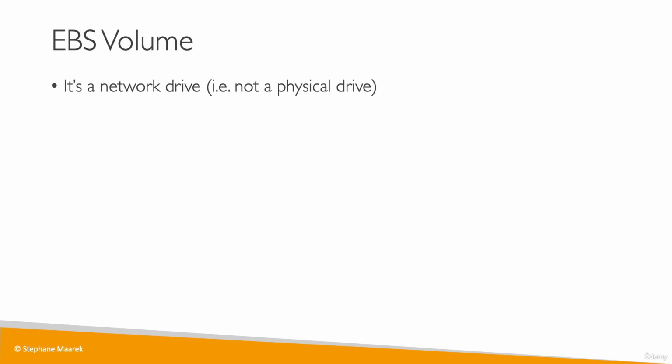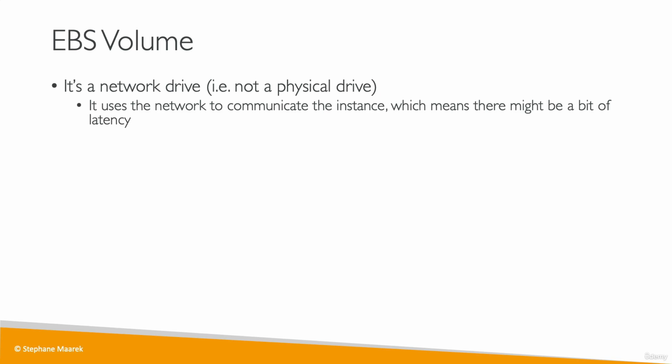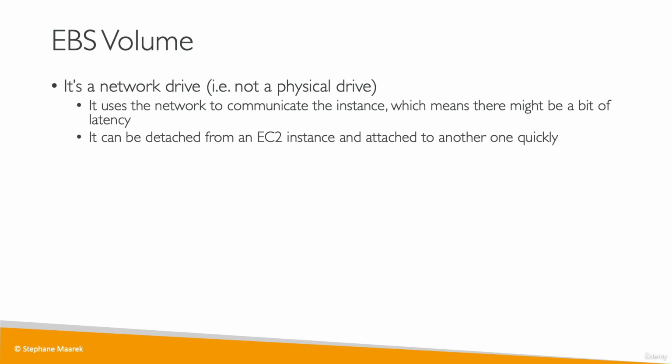Now let's look at it. So EBS volumes are network drives, as I said, it's not a physical drive, okay? So to communicate between the instance and the EBS volume, it will be using the network. And because the network is used, there may be a bit of latency from one computer to reach another server. Now, EBS volumes, because they are a network drive, can be detached from an EC2 instance and attached to another one very quickly. And that makes it super handy when you want to do failovers, for example.